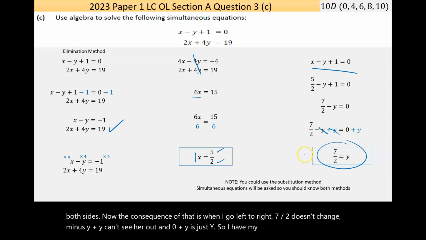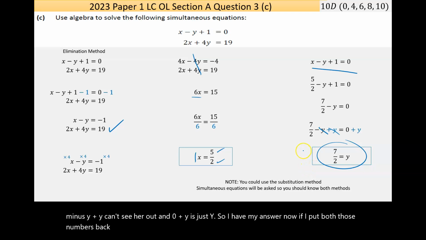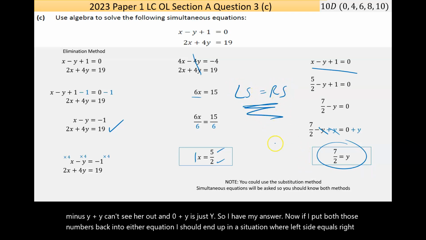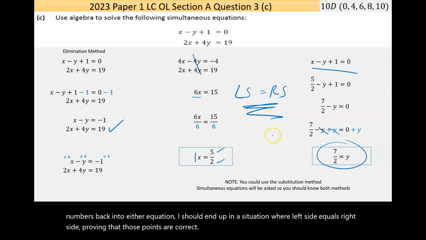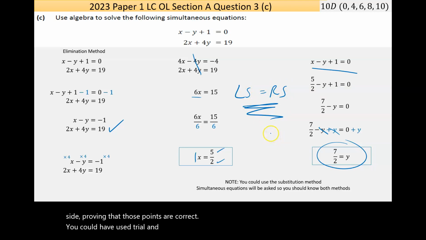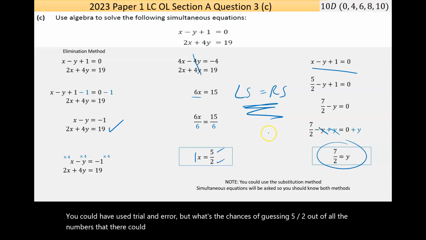Now, if I put both those numbers back into either equation, I should end up in a situation where left side equals right side, proving that those points are correct. You could have used trial and error, but what's the chances of guessing 5 over 2 out of all the numbers that there could be? It's arguably an infinite set.